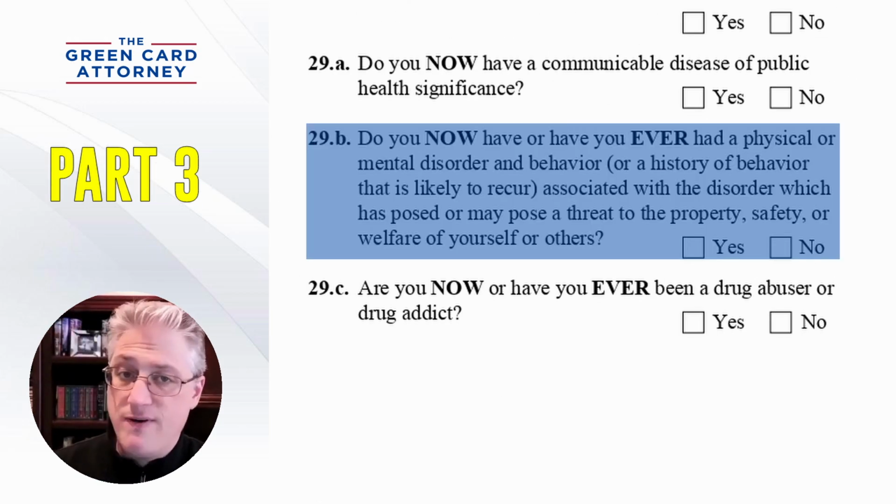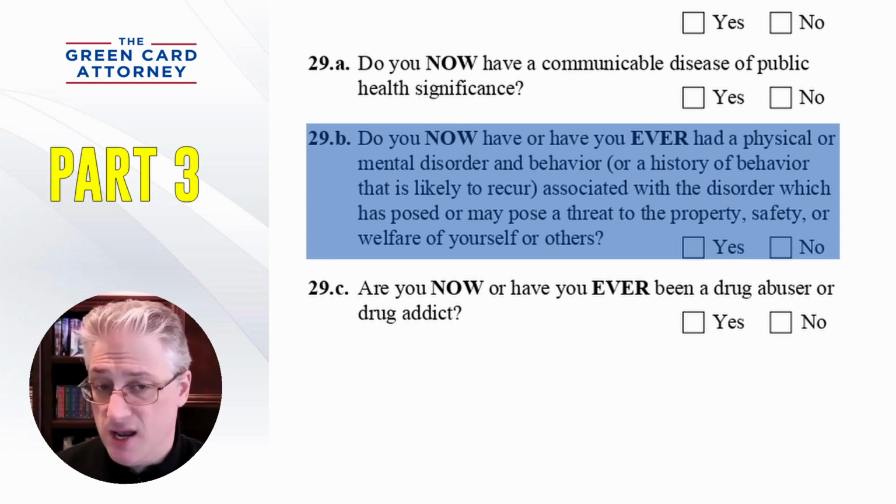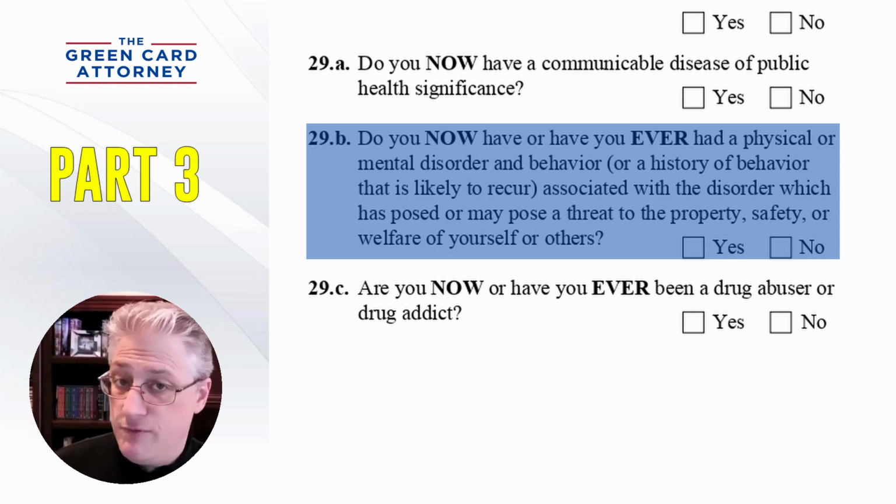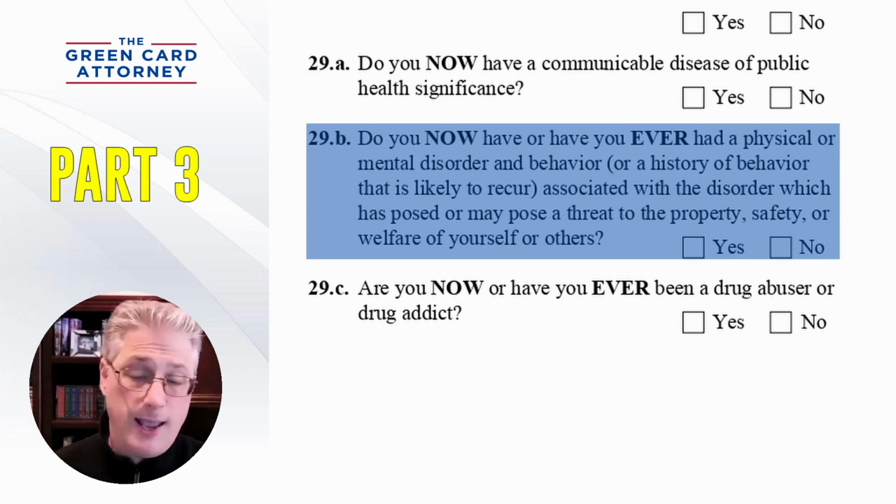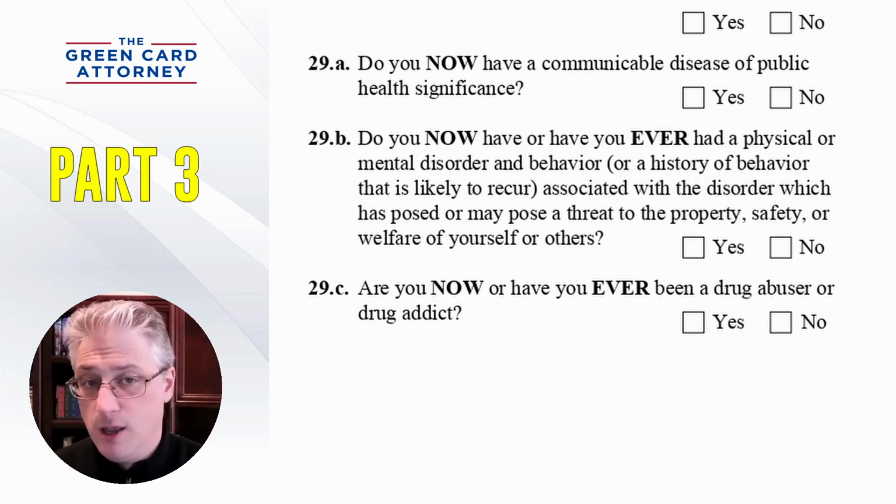Another important question is number 29B. This asks whether you've had any history regarding mental condition or behavior that can pose a risk to society or to yourself. Keep in mind, this can include if you have problems related to drugs or alcohol. Again, any questions, talk to an expert immigration lawyer.